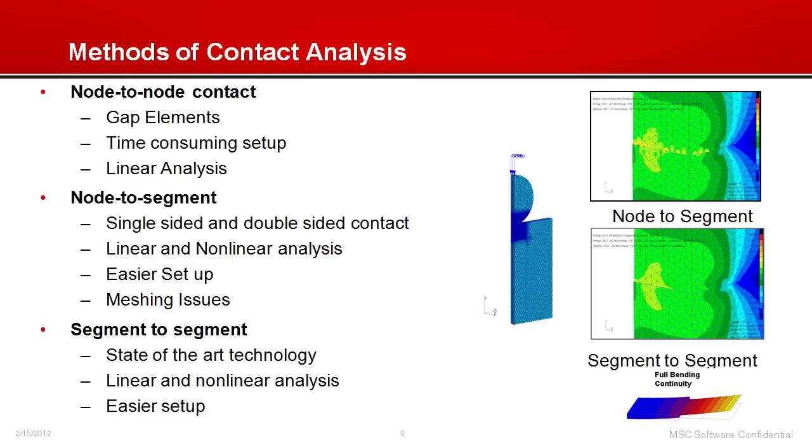Okay, and to solve that problem, then we have the next generation contact, which is the segment-to-segment contact. This is today the state-of-the-art technology, and we can use it for linear and nonlinear analysis. In terms of setup, it's just as easy as a node-to-segment contact, but it is a lot more accurate.